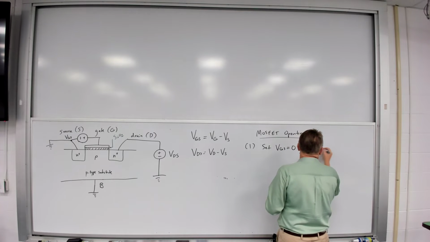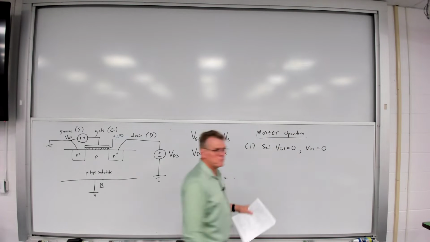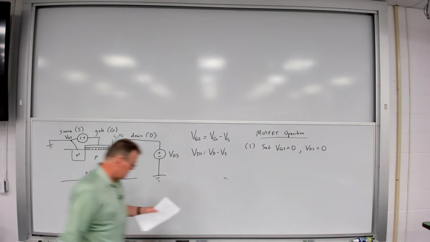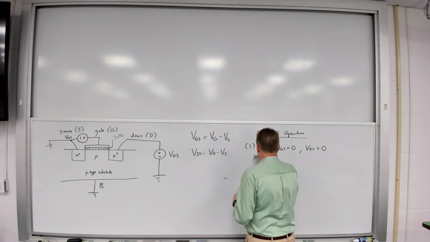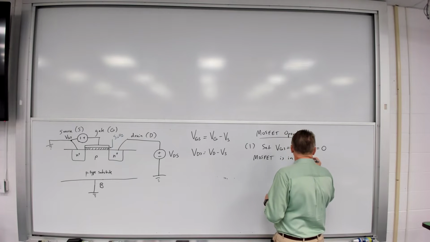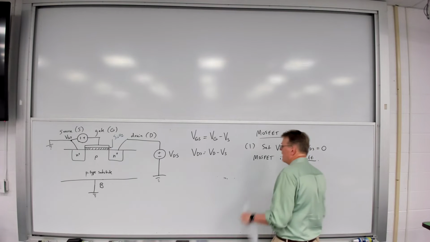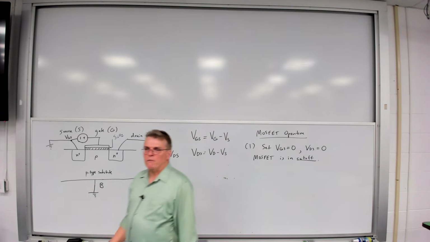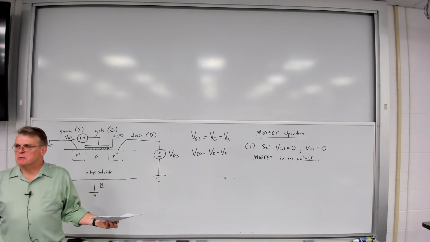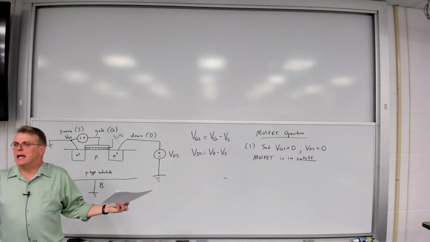And VDS is equal to 0. So I've connected the voltage sources, but I haven't turned them on yet. In this case, the MOSFET is in what we call cutoff. In other words, no current can flow. There's no voltages connected to the circuit, so since all the voltages are 0, nothing's going to happen. No current's going to flow.